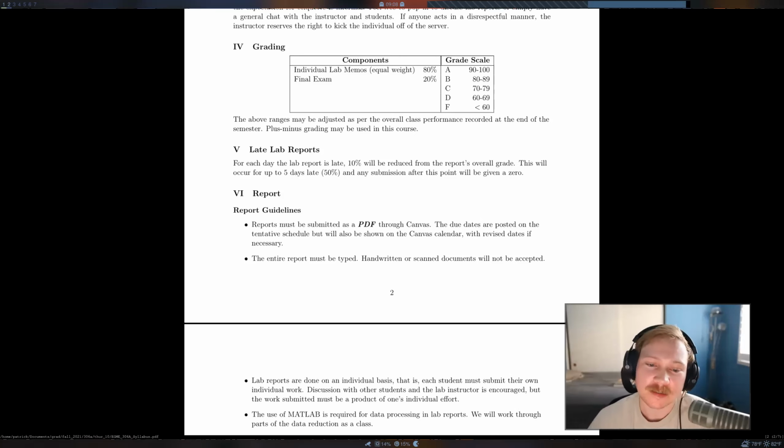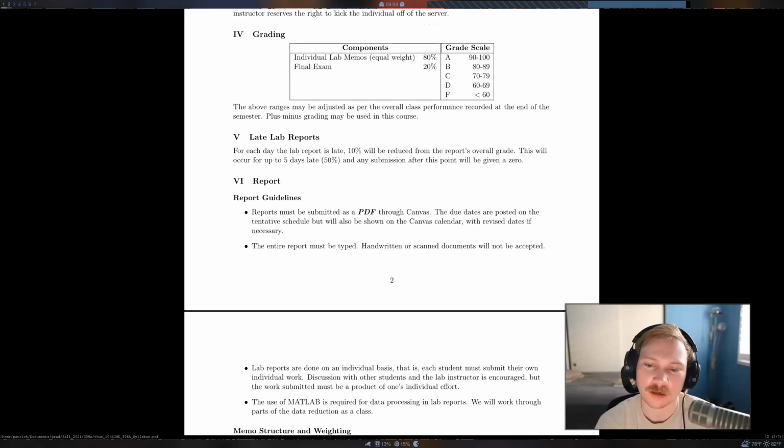Alright, and then there could be a curve at the end of the course. I've never had to curve a class, though, so that's most likely not going to happen. People usually do pretty well. That's not me telling you to not try, because if you don't try, then you will do badly. But usually the overall course grade, especially for labs, is pretty good.